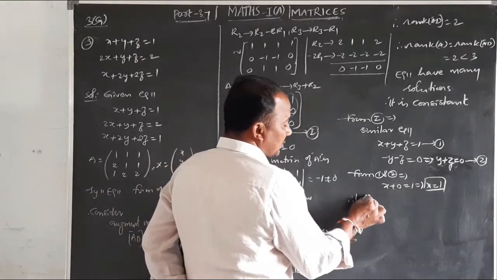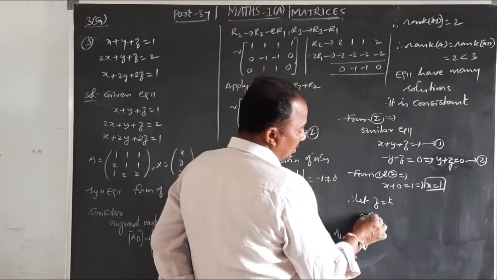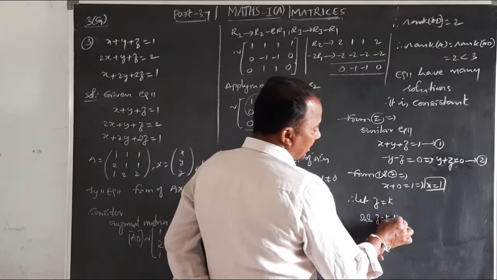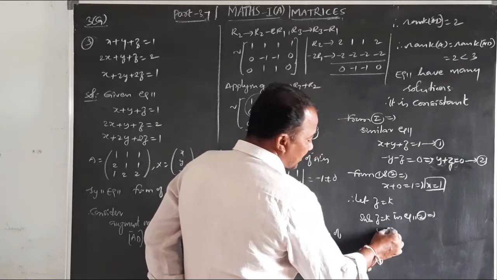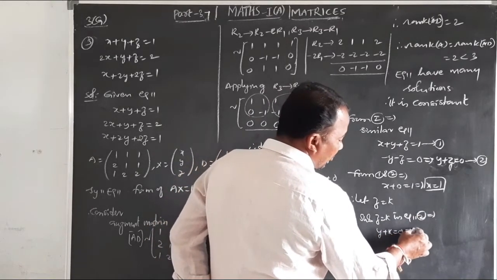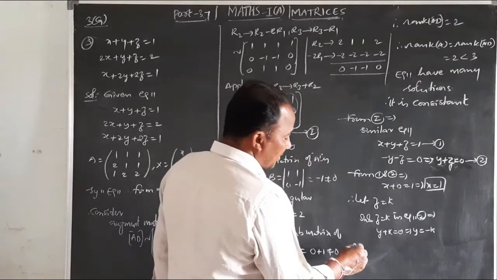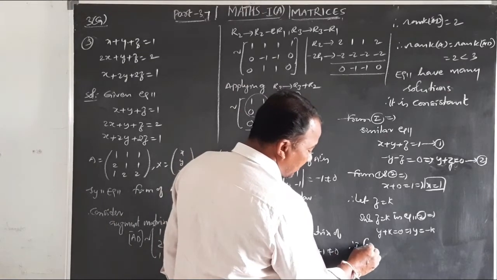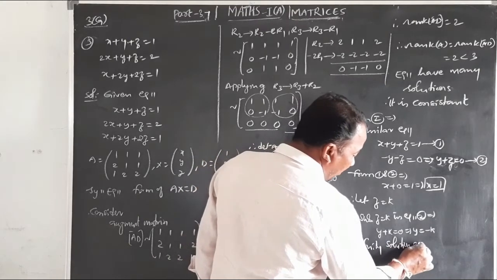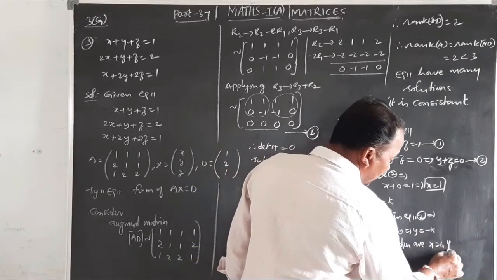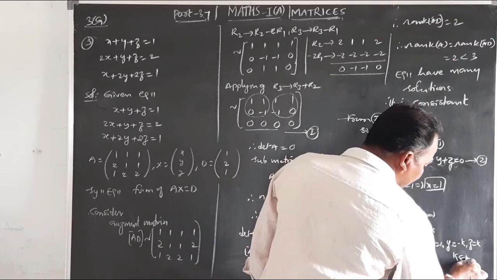Let z equal k. Substitute z equals k in equation number 2: y plus k equals 0, so y equals minus k. Therefore, the infinity solutions are x equals 1, y equals minus k, z equals k, where k belongs to R.